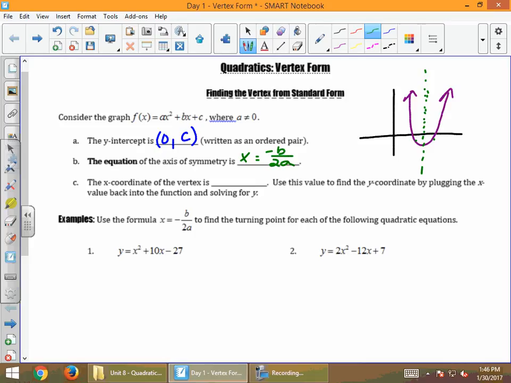Because it goes right through the vertex, the x-coordinate of the vertex is just negative b over 2a. It's just your axis of symmetry. Whatever you get as your axis of symmetry, that's also going to be the x value of your vertex. You can use this value to find the y-coordinate by plugging that x value back in and then solving for y. Just plug it in your calculator. That gives the y value of your vertex. Questions over that? We'll see some examples in this next section.